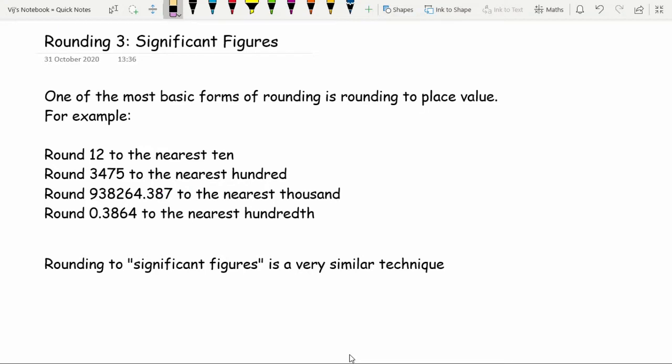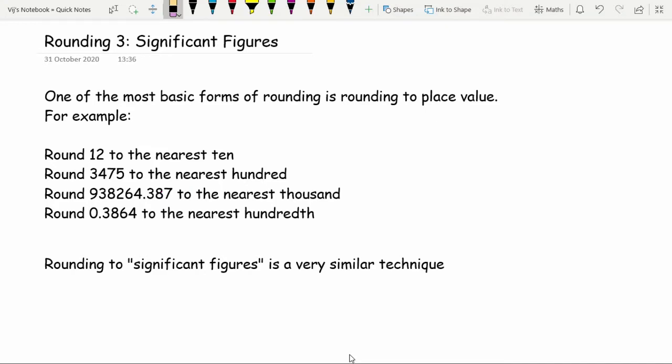Now, rounding to significant figures, although it's classed as probably the highest level of rounding that you can do, is actually quite closely connected to the easiest level of rounding, and that being rounding to place value. So on the screen you can see that we've got 4 questions, and you may have come across these questions earlier in your years or at primary school, so let's just have a quick refresh of what these questions actually mean.